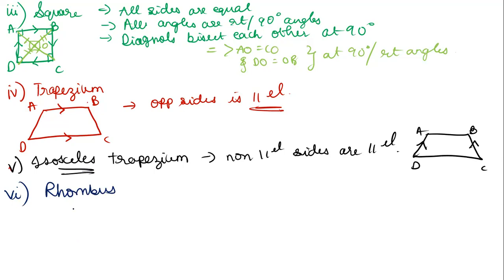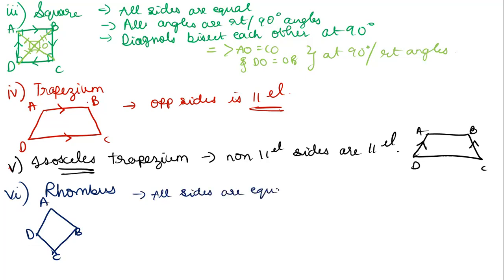I mean, it looks kind of like a square, you can say. So a rhombus looks somewhat like this, right? Close to that. So A, B, C, D is a rhombus.